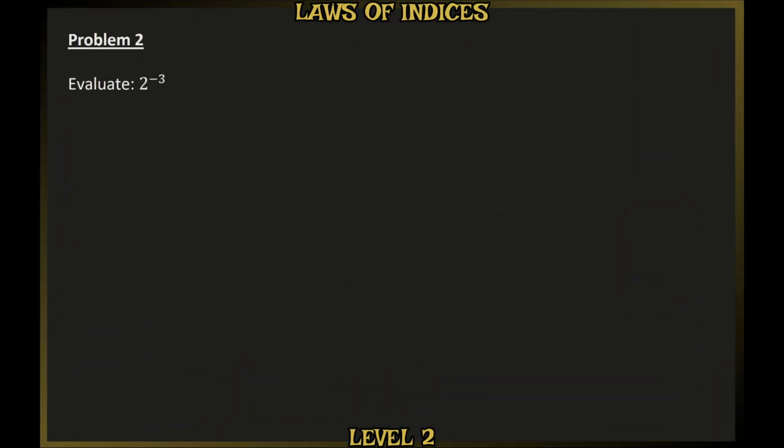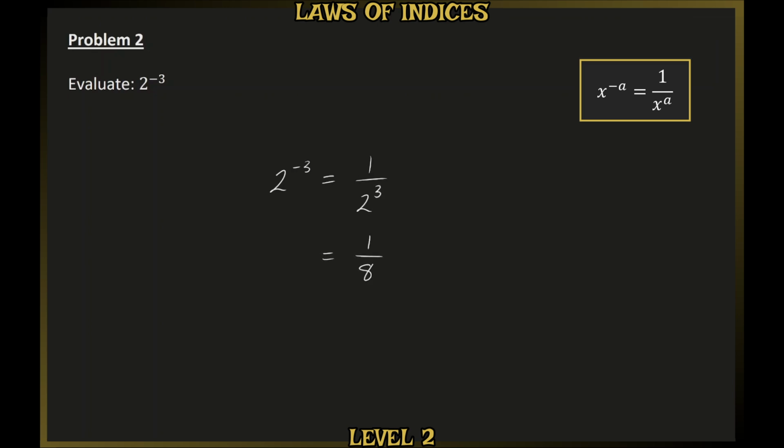In problem 2, we're evaluating 2 to the power of minus 3. Because we have a negative power here, we're going to use this law, which allows us to write 2 to the power of minus 3 as 1 over 2 to the power of 3. And since 2 to the power of 3 is equal to 8, our final answer is 1 over 8, or 1/8.